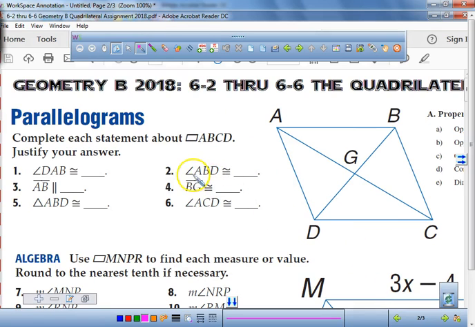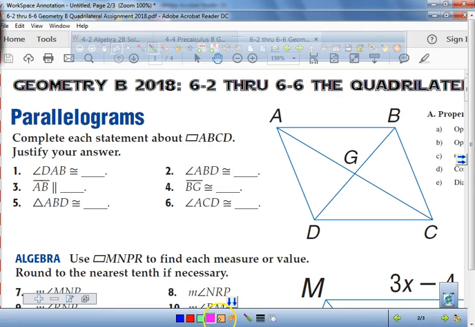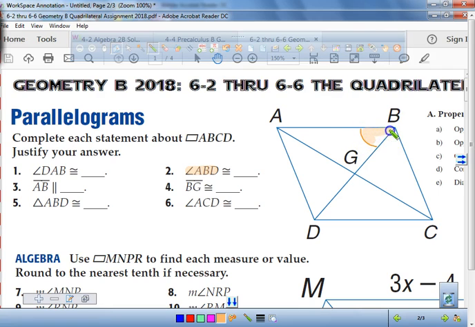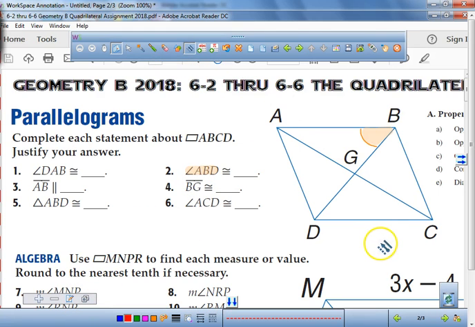Second question. It says angle ABD. So I'm going to change up the color here. I'm going to start with A. I'm going to go to B. And I'm going to go to D, which means I'm asking you to locate this angle right here. So this is angle ABD. Now, it's kind of hard to see which angle would be congruent to that.